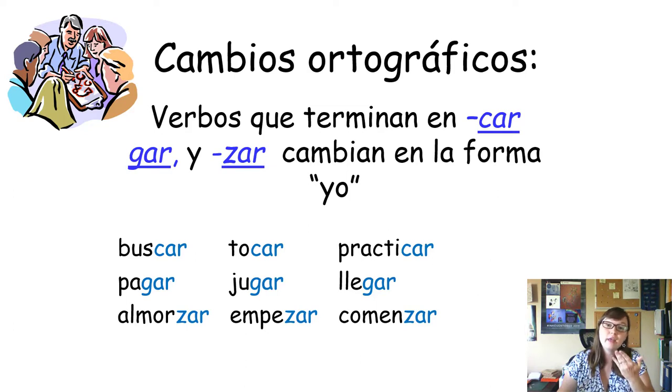Notice that I use the ceceo, right, in this Castilian Spanish accent. In a Mexican accent or a Latin American accent in other countries, you would hear it as almorzar, empezar, comenzar, or as a soft S. If you can't hear the difference, that's totally okay. Say which one feels best for you.